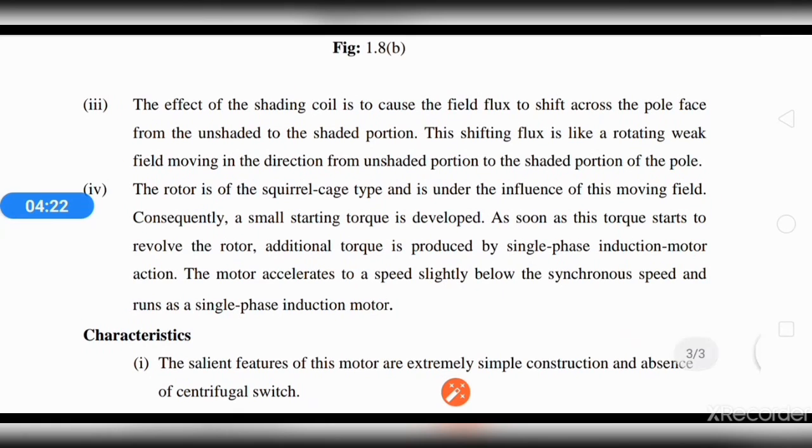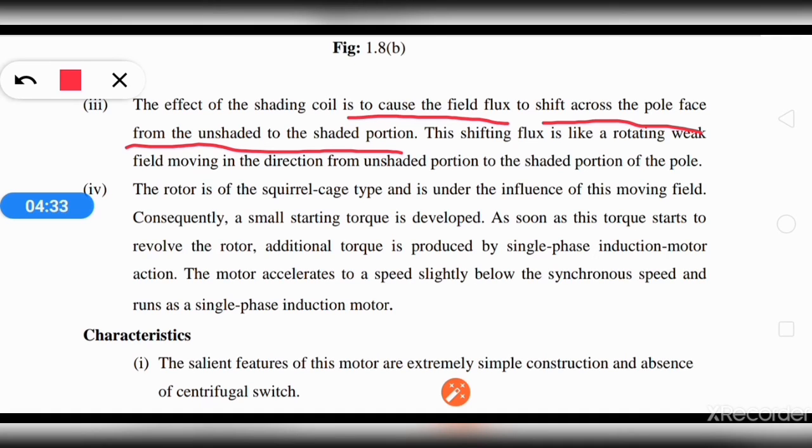The effect of shading coil is to cause the field flux to shift across the pole faces from the unshaded portion to the shaded portion. This is the major principle of how it works. This shift in the flux is like a rotating weak magnetic field in the direction from the unshaded portion to the shaded portion of the pole.